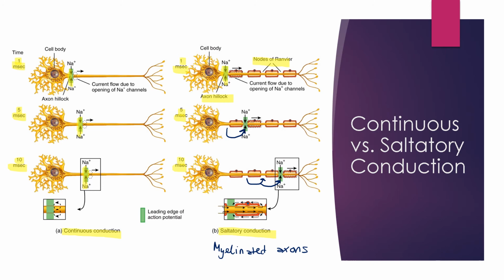Because in continuous conduction, we're only here on the axon, whereas on the same axon, if it was myelinated, with saltatory conduction, the same time frame, it's about here. So this much distance difference between continuous conduction and saltatory conduction. So it's quite a big difference.